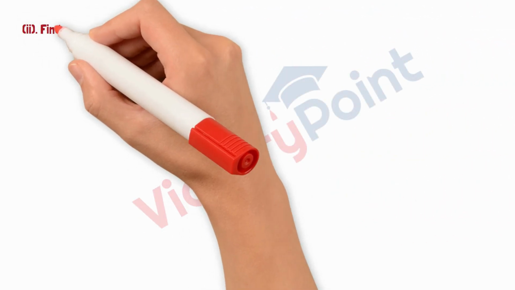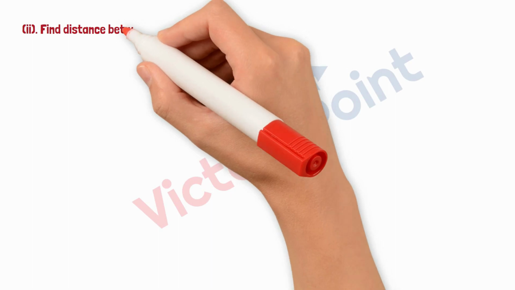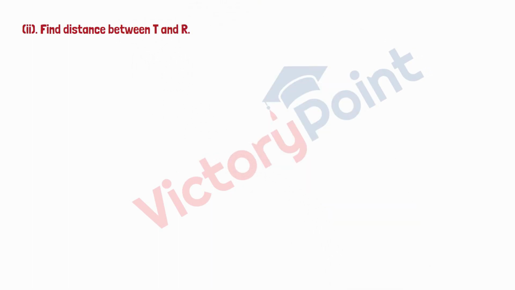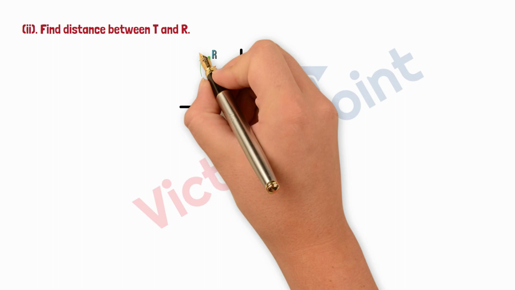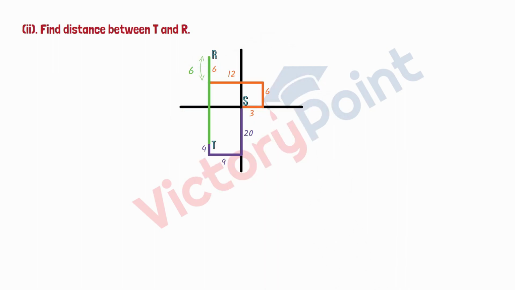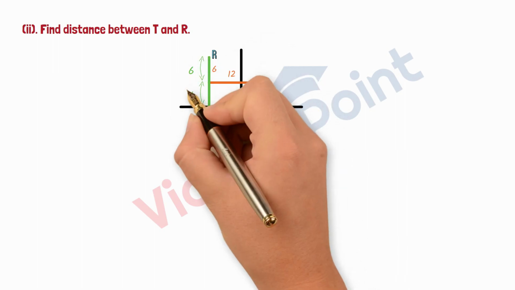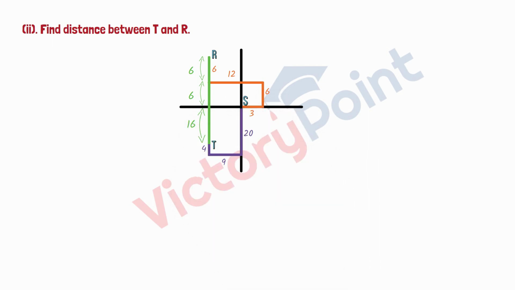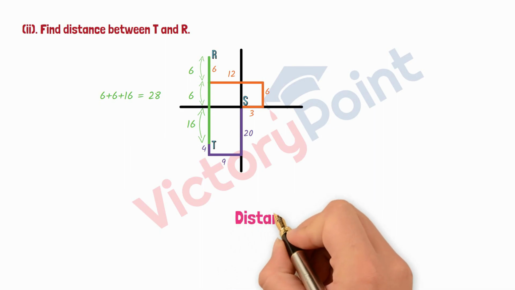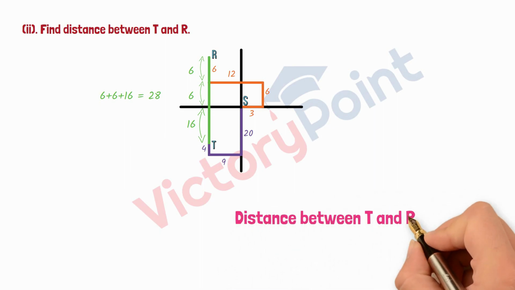Let's see the next question. I have to find distance between point T and point R. So now let's again see the original scenario. So we have to find this distance. So this distance is equal to 6 plus 6 plus 20 minus 4, that is 16. So we have 6 plus 6 plus 16, that is 28. So the distance between point T and R is 28 kilometers.